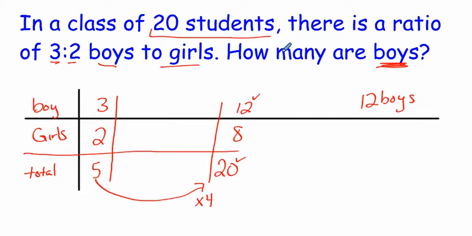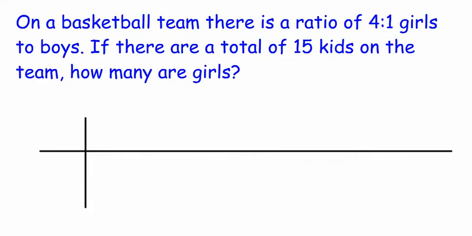So the only difference here is that other number that I give you, in this case, it represents the total amount. See, all the other times I would have told you how many girls there were or how many boys, but that's what's different with this one. All right, so let's go to another one.